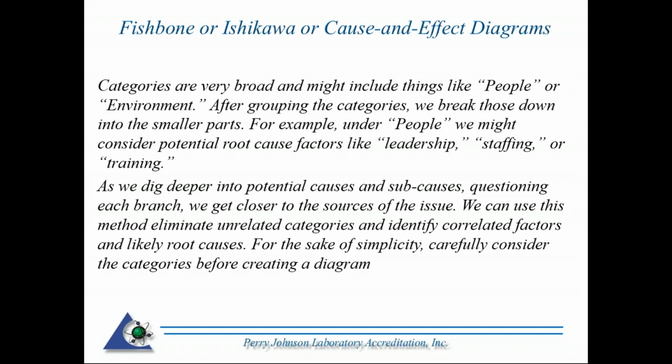For example, under people, we might want to consider potential cause factors such as leadership, staffing, or training. As we dig deeper into potential causes and sub-causes, questioning each branch, we get closer to the sources of the issue. We can use this method to eliminate unrelated categories and identify correlated factors and likely root causes. For the sake of simplicity, carefully consider the categories before creating a diagram.